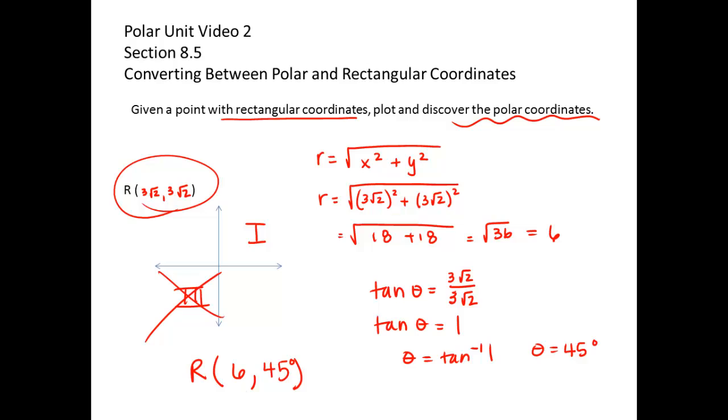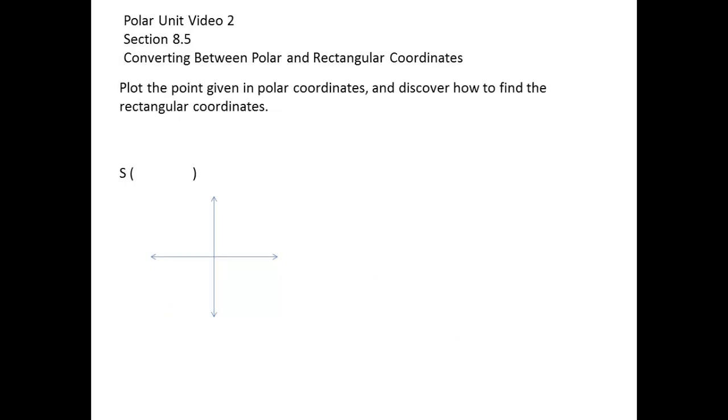Let's try another one. For this one, I'm going to give it to you in polar coordinates. That means I'm going to give you 3 comma 150 degrees. You know it's polar because of the degree symbol. And we're going to convert this to rectangular coordinates. So this time I'm using x equals r times the cosine of theta, and y equals r times the sine of theta. That's how we're going to convert this one.